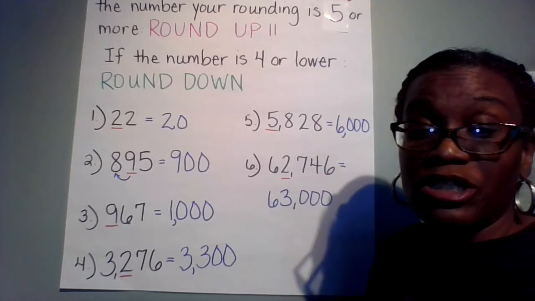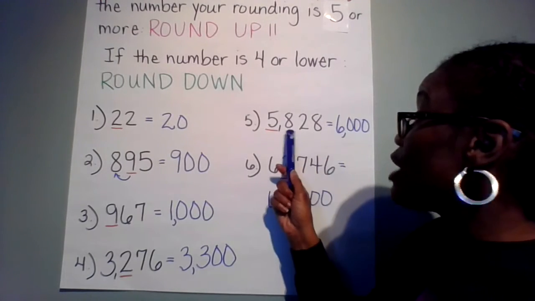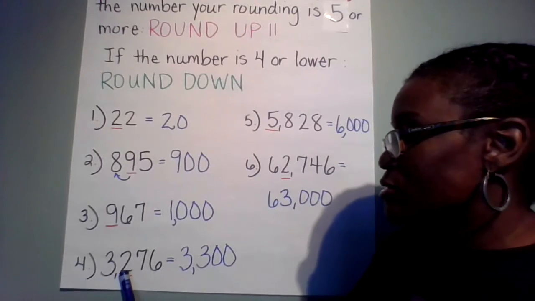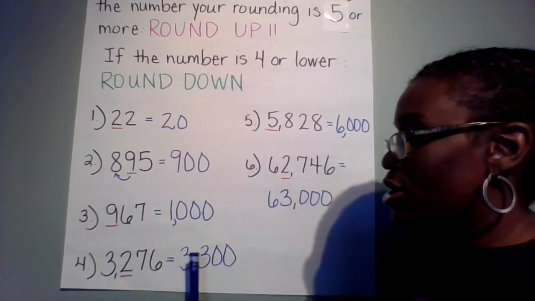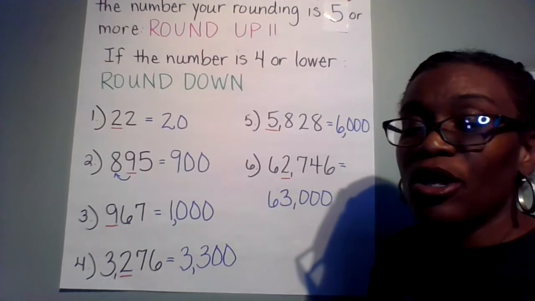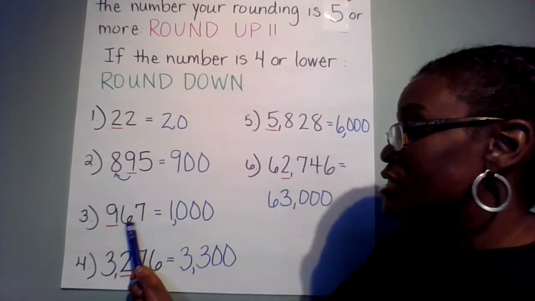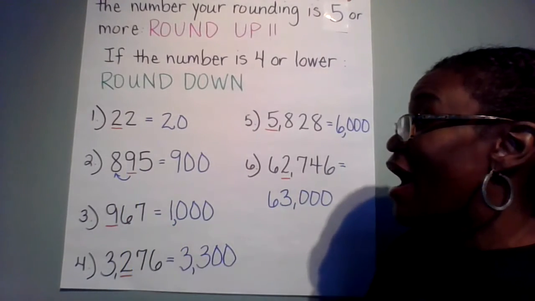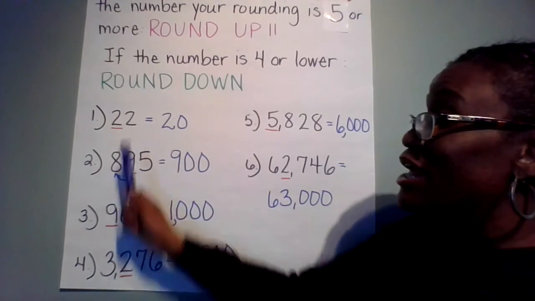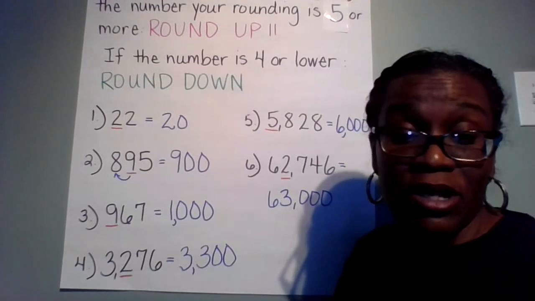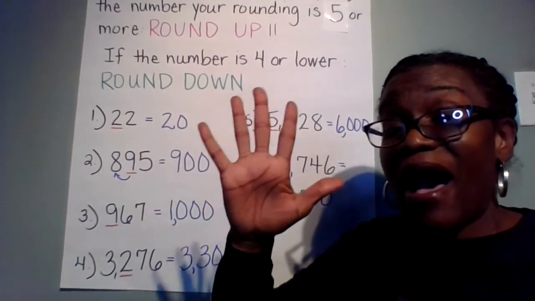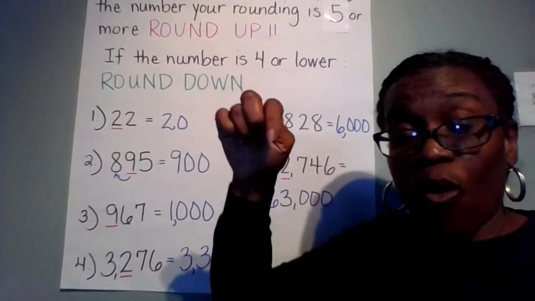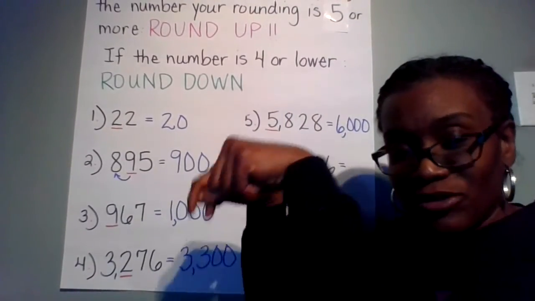5,828 when we're rounding to the nearest thousand, we have to look in the hundreds column. That becomes 6,000. 3,276 becomes 3,300 when we're rounding. 967 becomes 1,000, and 895 becomes 900. Remember the rule: if it's 5 or more, we round up. If it's 4 or lower, we round down.